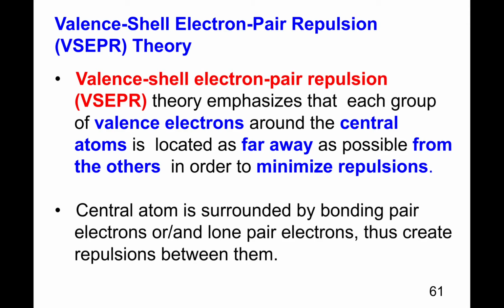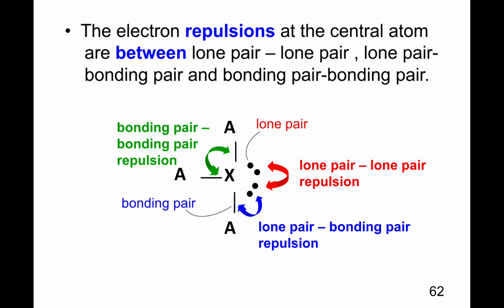VSEPR theory emphasizes that each group of valence electrons around the central atom is located as far away as possible from the others in order to minimize the repulsion. Based on VSEPR theory, we know that we have two different electron pairs. The first one is lone pair, and the second one is bonding pair. Bonding pair is electron that is shared between two atoms, the central atom and the terminal atom, and the lone pair is a non-bonding electron.